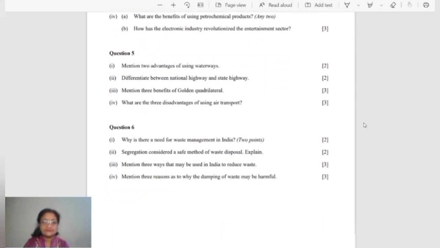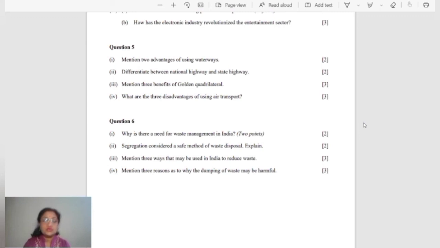Let's see the next question. Question number 5. Mention 2 advantages of using waterways. Okay, so all these belong to transport, right? The chapter or the unit, we can say, is transport. Differentiate between national highway and state highway. Then mention 3 benefits of the Golden Quadrilateral. What are the 3 disadvantages of using air transport? So all these again belong to the transport unit. And the last one is waste management. All these questions belong to waste management.